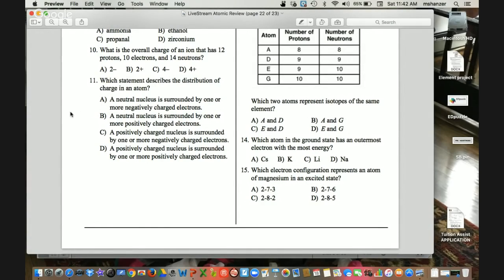And when you're going through the multiple choice questions, if you know an answer is definitely not right, just put a line through it. It gives you a little bit more power and confidence as you progress through the exam. So now we're narrowed down to choice C and D. A positively charged nucleus is surrounded by 1 or more negatively charged electrons. That is your correct answer. If we look at choice D, why is it incorrect? Because it's saying a positively charged nucleus is surrounded by 1 or more positively charged electrons, and we know electrons don't have a positive charge.